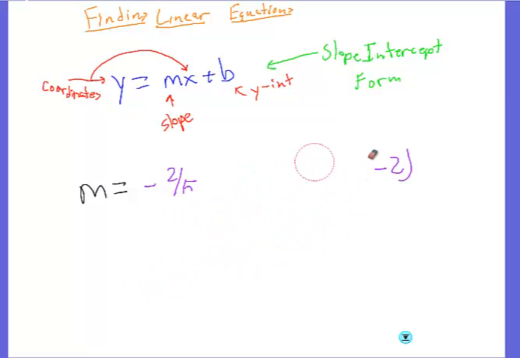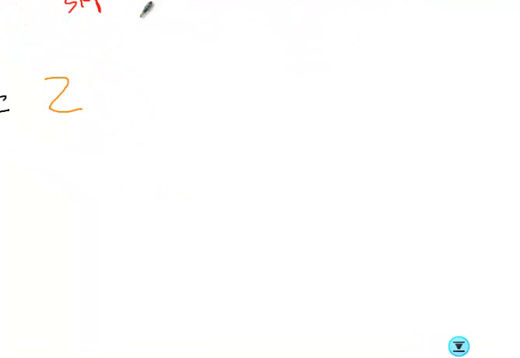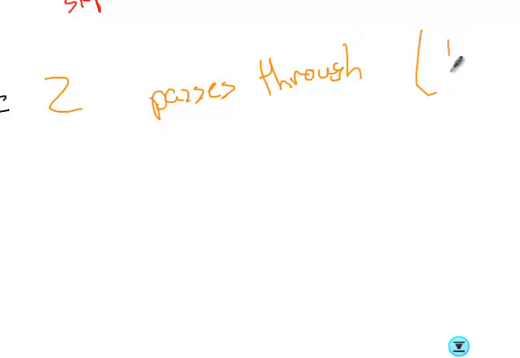The way I'm going to make it harder is that I'm going to tell you that the slope is 2, but instead of me giving you the y-intercept, I'm just going to say that the slope is 2 and it passes through the point (1, 5). So what we know about this line is that it has a slope of 2 and passes through the point (1, 5).